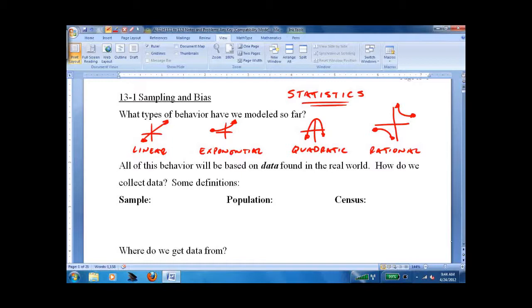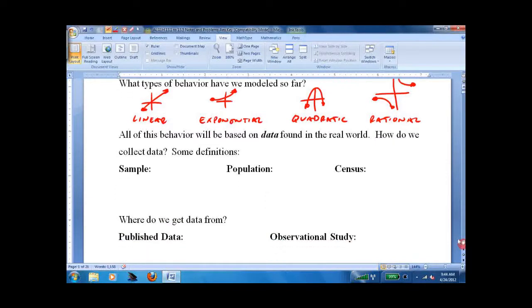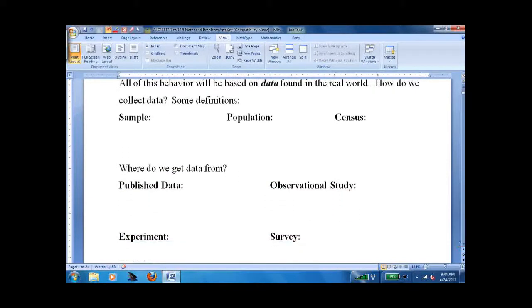So we want to model all this behavior. Well, where's the data going to come from? Well, we've got to go out and get it. And I've actually done this, and it's kind of fun. And analyzing it's a pain, but it's good stuff. So we'll back up and get you some definitions first.